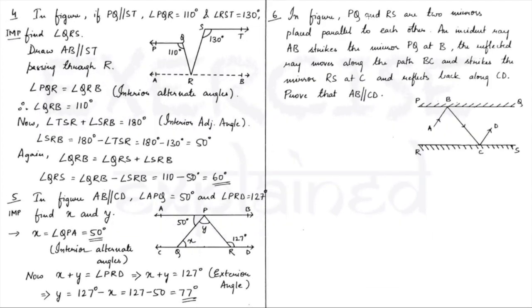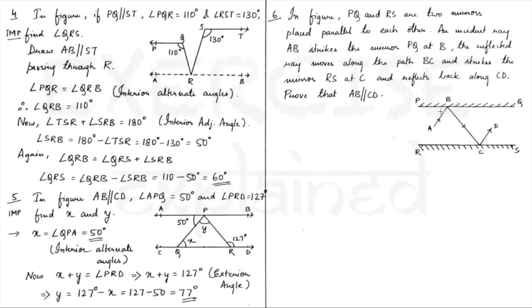In figure, PQ and RS are two mirrors placed parallel to each other. An incident ray AB strikes the mirror PQ at B. The reflected ray moves along the path BC and strikes the mirror RS at C. So what happens is this ray goes here, strikes at B, reflects back, and then strikes at C, and then again reflects back along CD. We need to prove that AB is parallel to CD.